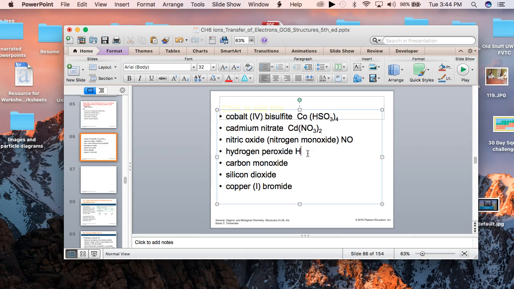Hydrogen peroxide is the common name, H2O2. There's 2 hydrogens, 2 oxygens. Carbon monoxide is CO. Silicon dioxide is Si and O2. Whoops, no, SiO2. And then copper 1 bromide. Bromide is 1 negative, copper is 1 positive, so CuBr. Okay. All right, we will stop here.